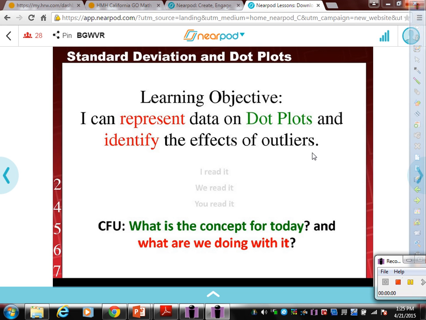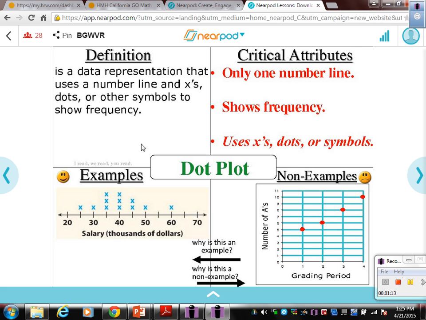However, today we're focusing on outliers in regards to numbers of data. Okay? So, we know what dot plots are. We covered that yesterday, right, with our frequency model. And we said that dot plots only use a number line, show frequencies, and use x's, dots, and symbols. Okay? Copy these steps down, please.